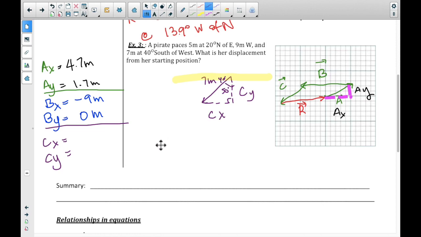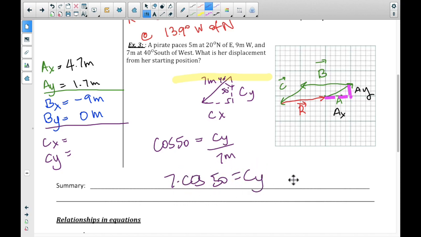I'm going to say cosine of 50 is adjacent over hypotenuse, so 7 times cosine of 50 is going to give me my y component, and I'm getting 4.5. Again, I'm going to go with my sine on the other one: sine of 50 is C sub x over 7. So 7 times sine of 50, and it's 5.3 or 5.4.